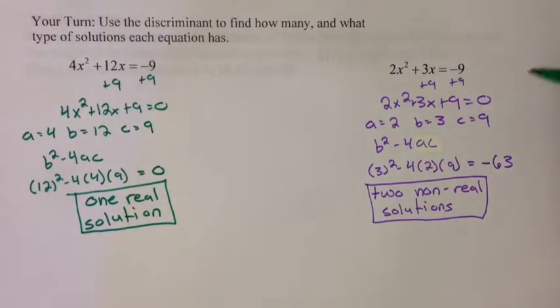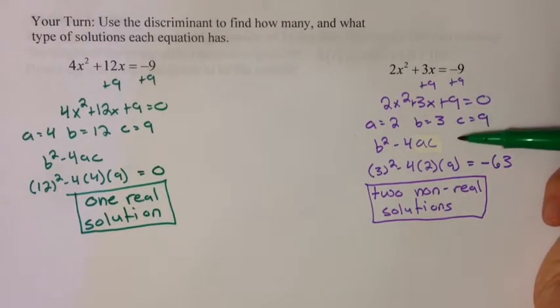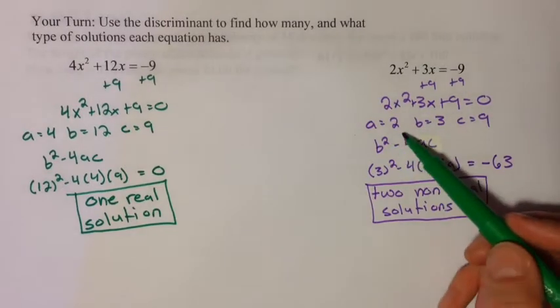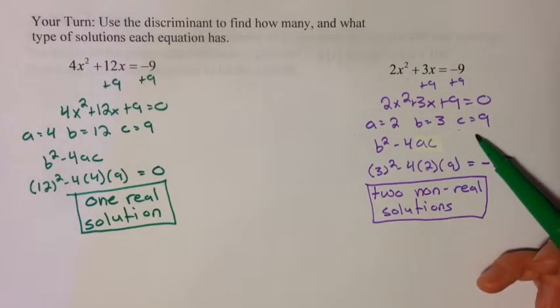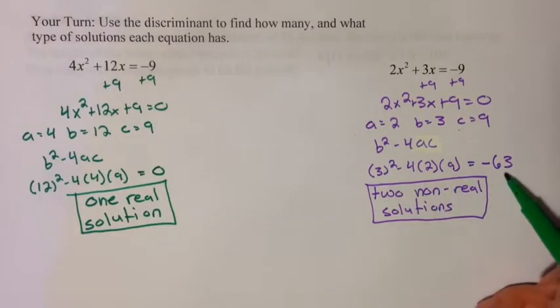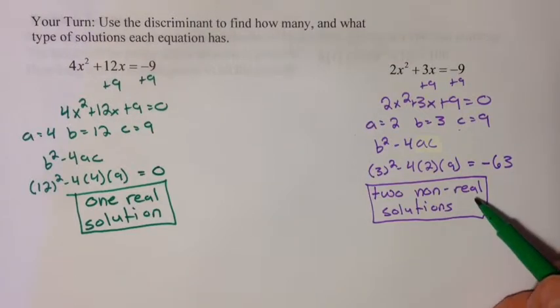My second equation similarly started off not being in standard form, so I needed to add the 9 to both sides to get 2x squared plus 3x plus 9 equals 0. A is 2, b is 3, c is 9. Plug that into b squared minus 4ac, and I get negative 63. Because the discriminant is negative, that means that I will have two non-real solutions.